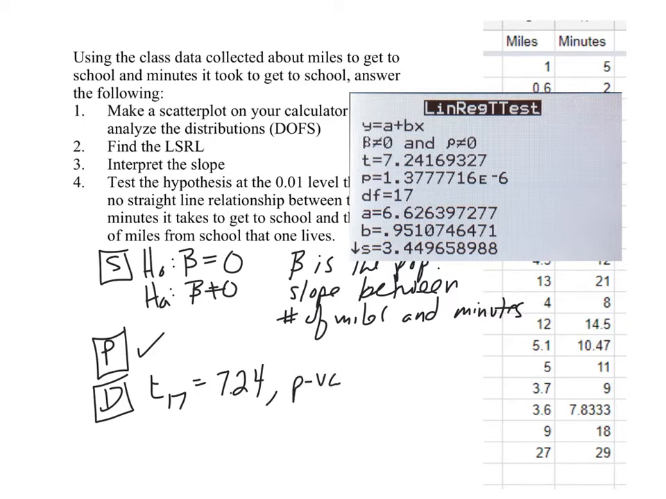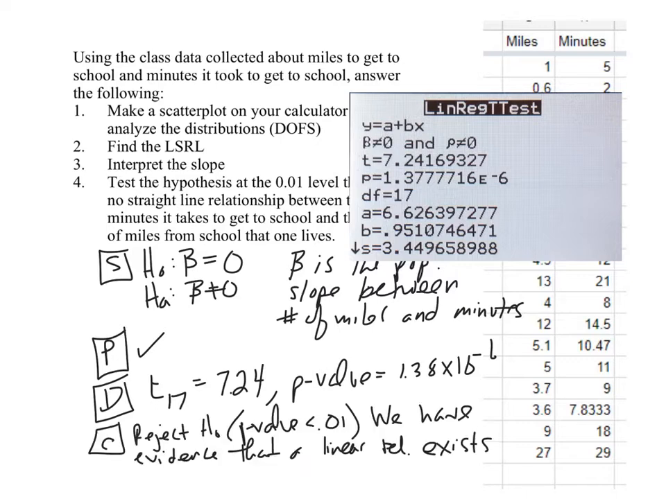P-value 1.38 times 10 to the negative 6. Let's conclude. We reject the null because the p-value is so low. We have evidence that a linear relationship exists.